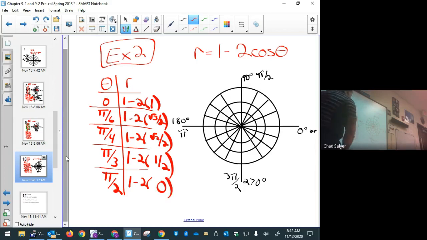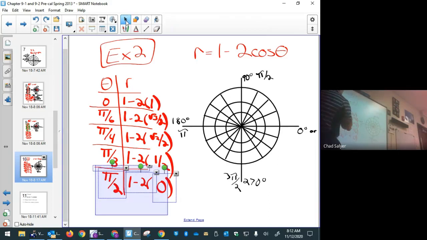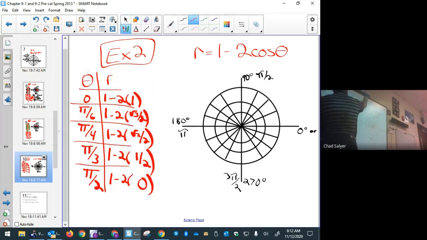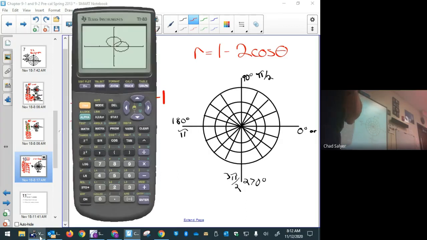Yes, good job, buddy. So if we evaluate out these r's, that gives us some polar points. 1 minus 2 is negative 1. 1 minus the square root of 3, that's going to be a decimal, so let's just find the decimal value.